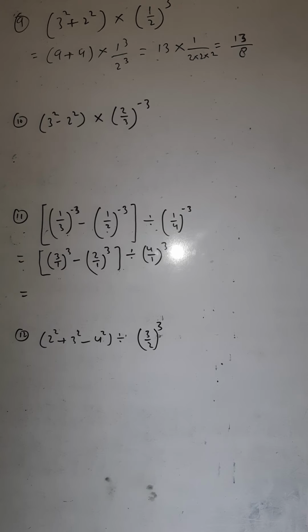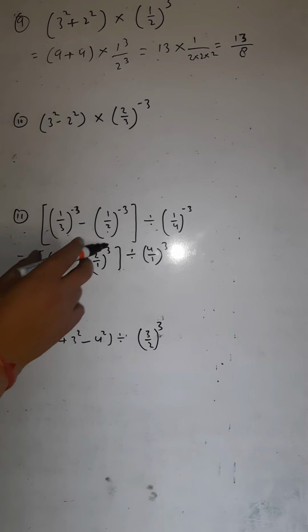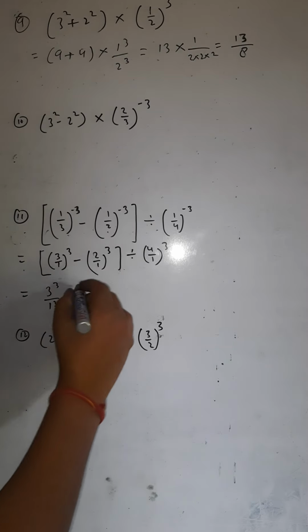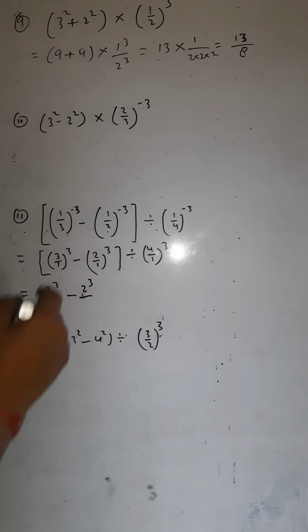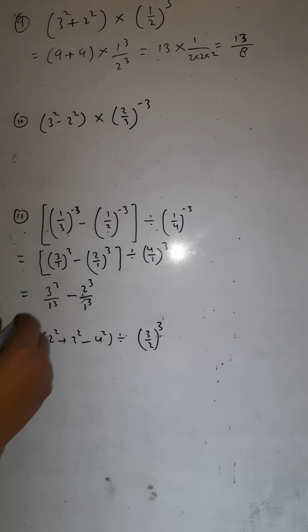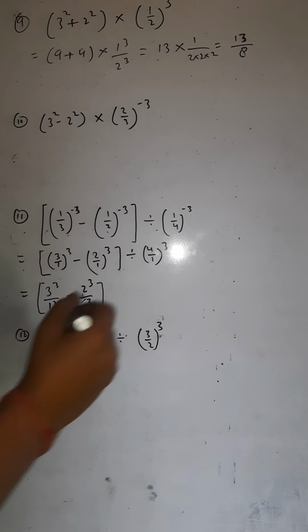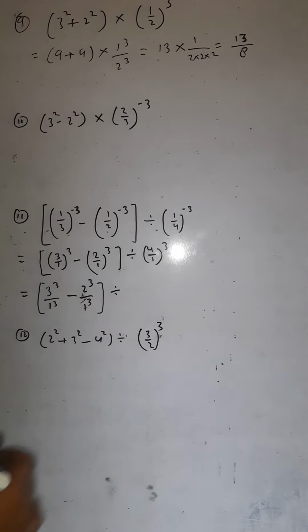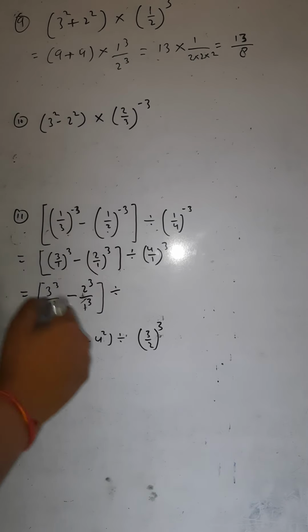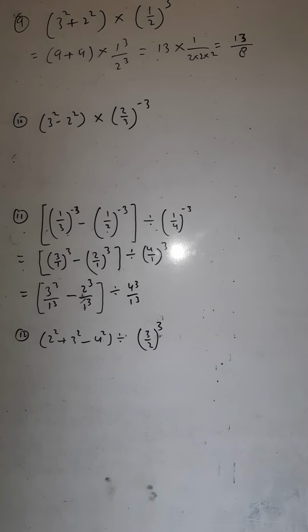3 by 1 whole raised to the power 3 implies what? It implies 3 raised to the power 3 divided by 1 raised to the power 3. Getting this? It implies 3 raised to the power 3 divided by 1 raised to the power 3 minus 2 raised to the power 3 divided by 1 raised to the power 3. Sorry. Okay, so we have opened the bracket here. This square bracket would be left here now. Divided by 4 raised to the power 3 divided by 1 raised to the power 3. Are you getting this? Very good.